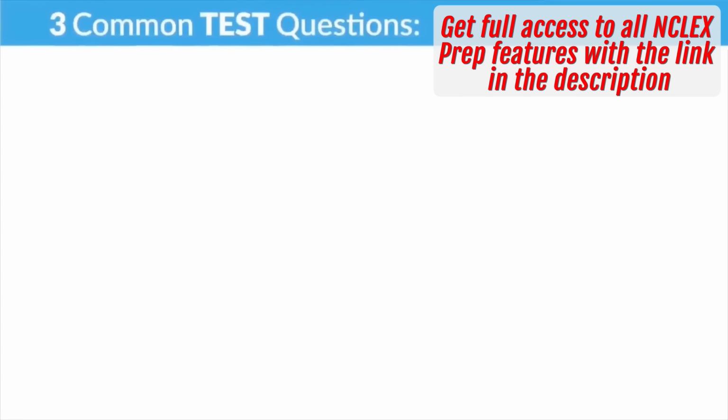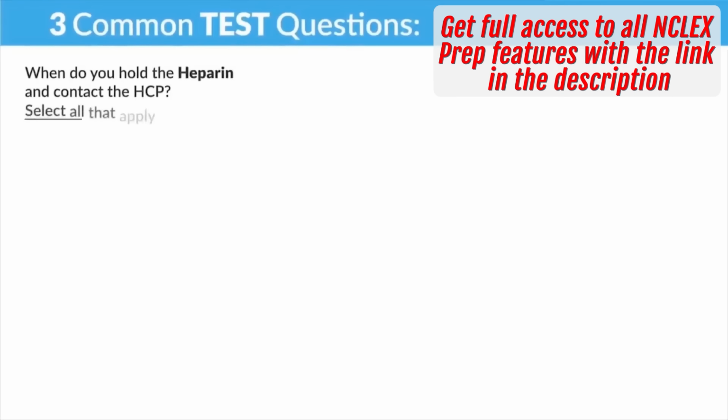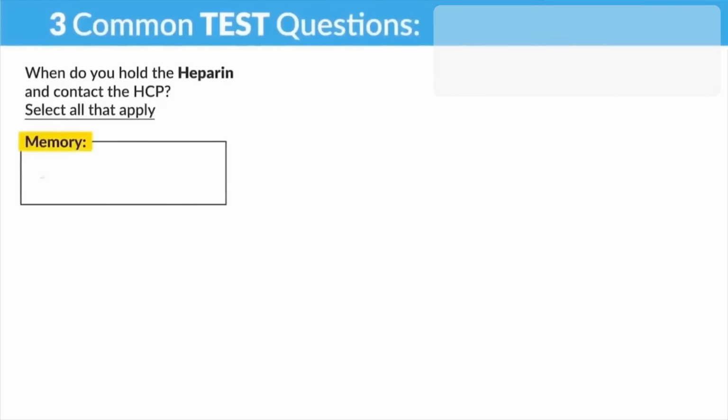Now, 3 common test questions. Number 1, when do you hold heparin and contact the HCP? Select all that apply. So guys, heparin, just think HEPIT. We're looking for PTT between 46 and 70. Anything north of 70, we gotta call the doctor.